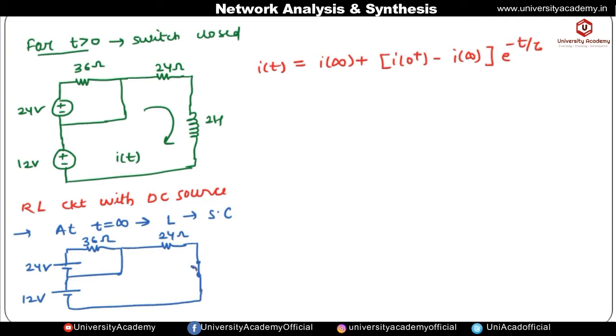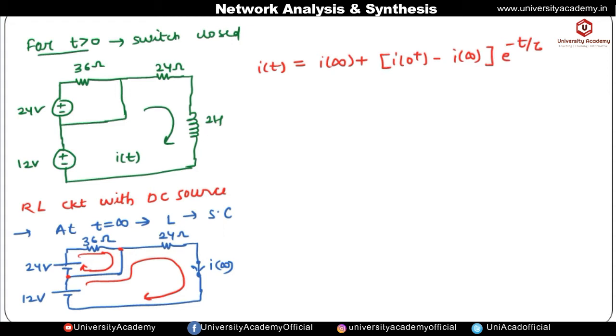The current flowing through the inductor is I of infinity, whose value we have to find out. Now, the 24 volt source will give the current. This current will flow through the 36 ohm and then flow in this path, as this is short circuited and offers a low resistance path, so the entire current will flow in this path only.